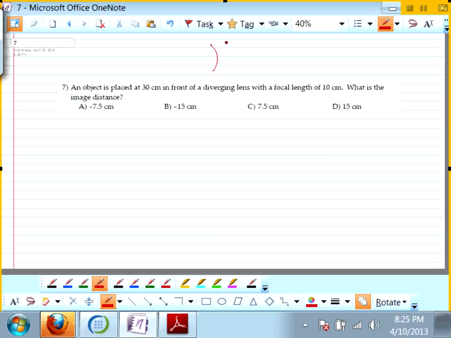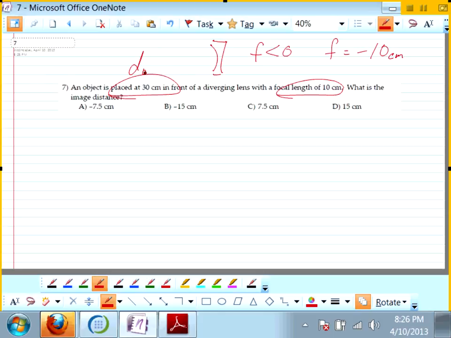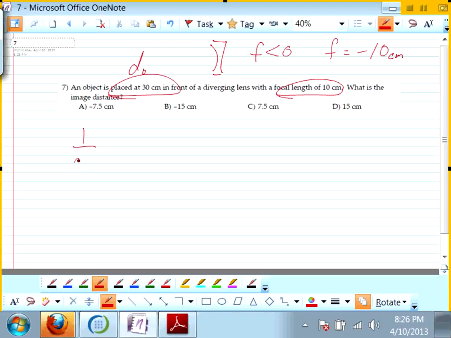An object is placed 30 centimeters in front of a diverging lens. You can think of it like that, f less than 0, with a focal length of 10 centimeters. Here's one of the places where they do a confusing thing that you don't want to trip over. They told you it's a diverging lens, and they told you the magnitude of its focal length. You were supposed to put the two together to realize that f is negative 10. And this is our object, do. The object is 30 centimeters in front of a diverging lens with a focal length of 10 centimeters. What is the image distance?